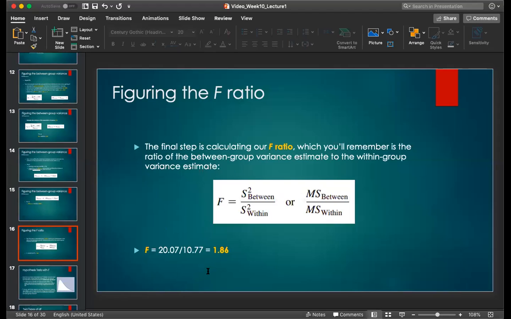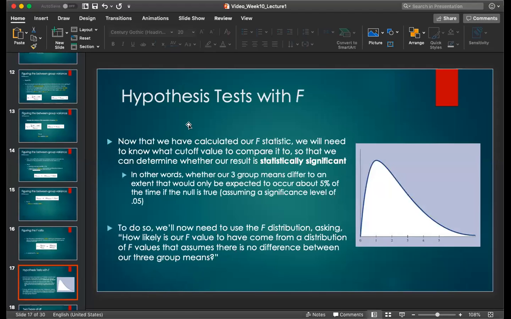F equals 1.86. So now that we have calculated our F statistic, we'll need to know what cutoff value to compare it to, so that we can determine whether our result is statistically significant. In other words, whether our 3 group means differ to an extent that would be expected to occur only about 5% of the time, if the null hypothesis is true. So that's assuming a significance level, of course, of 0.05. So to do so, we'll need to use this F distribution, asking how likely is our F value to have come from a distribution of F values that assumes there is no variance between our 3 group means.